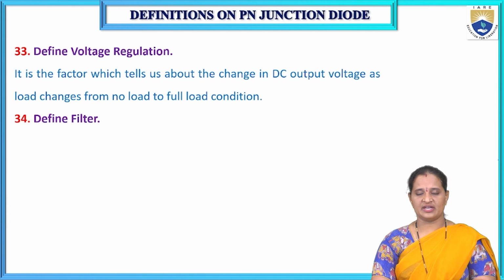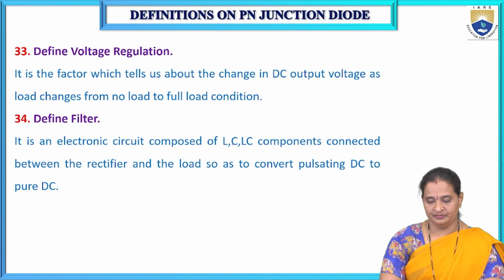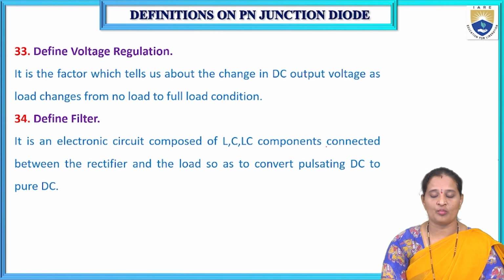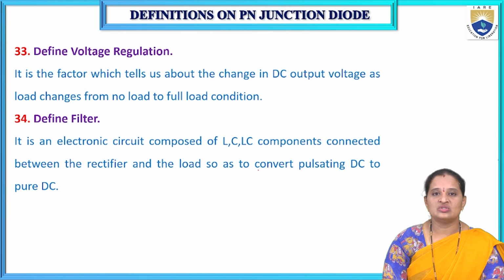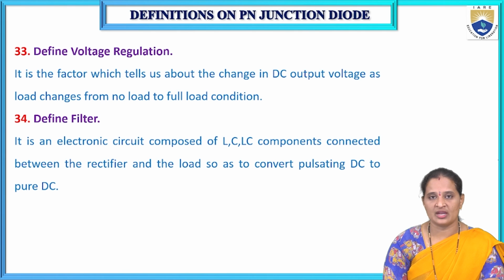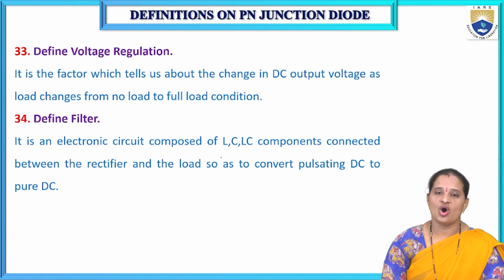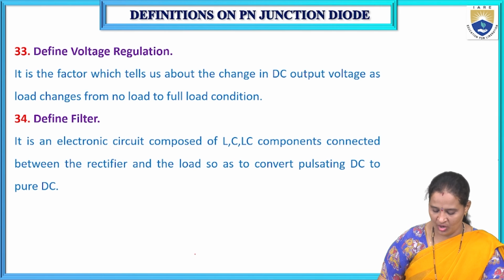Coming to the filter. What is a filter? How can we define a filter? A filter is an electronic circuit composed of inductor, capacitor, or a combination of inductor and capacitor components connected between the rectifier and the load so as to convert the pulsating DC into pure DC. We can say that the pulsating DC is converted into pure DC when the AC components are completely removed. So a filter is an electronic circuit used to remove the AC components present in the output of the rectifier.